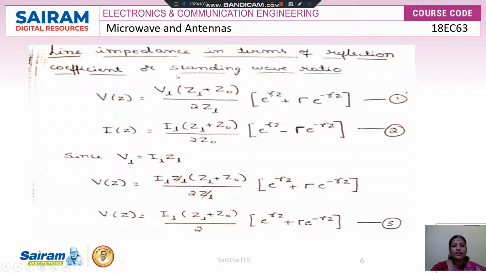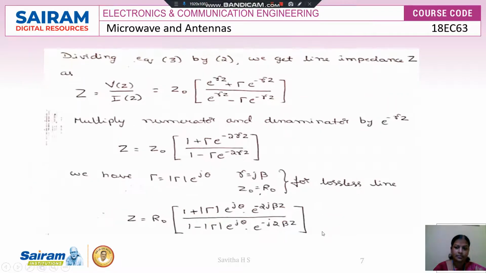Now we'll see the expression for the line impedance in terms of the reflection coefficient and the standing wave ratio. V of Z is equal to VL times (ZL plus Z0) by 2 ZL times e to the power of gamma Z plus the reflection coefficient times e to the power of minus gamma Z. And I of Z is equal to IL times (ZL plus Z0) by 2 Z0 times e to the power of gamma Z minus the reflection coefficient times e to the power of minus gamma Z. Now in the above two expressions, I replace VL with IL into ZL, and after reducing, V of Z is equal to IL (ZL plus Z0) divided by 2 times e to the power of gamma Z plus the reflection coefficient times e to the power of minus gamma Z.